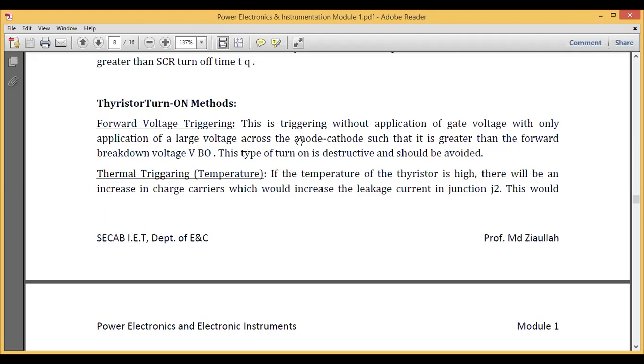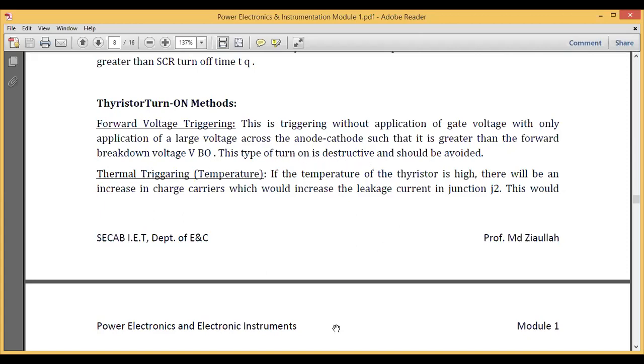What do you mean by forward voltage triggering? In this method of triggering, or turning on, of the SCR, it is triggered without the application of gate voltage, with only the application of a large voltage across anode and cathode, greater than the forward breakover voltage VBO. This type of turn-on is destructive and should be avoided.